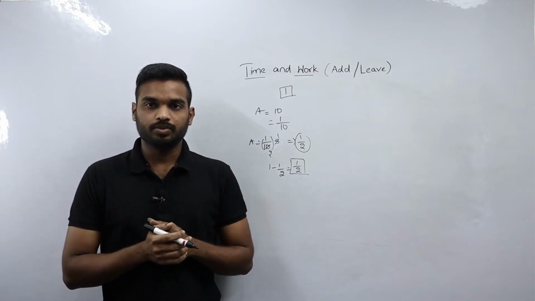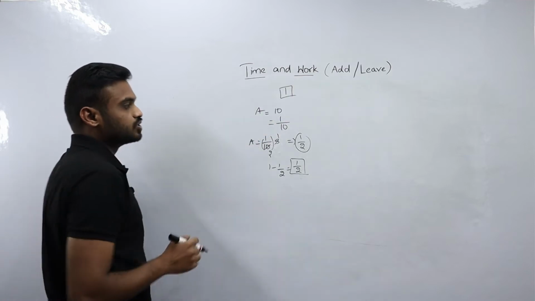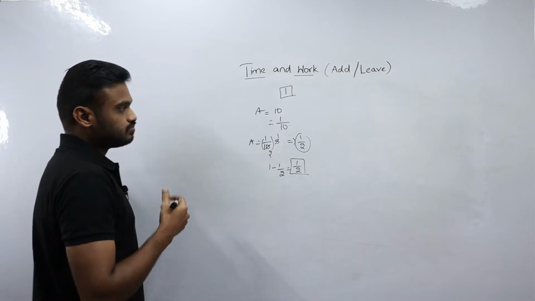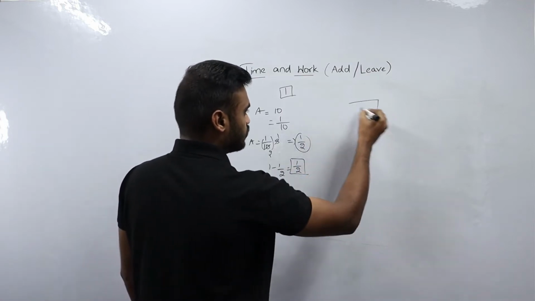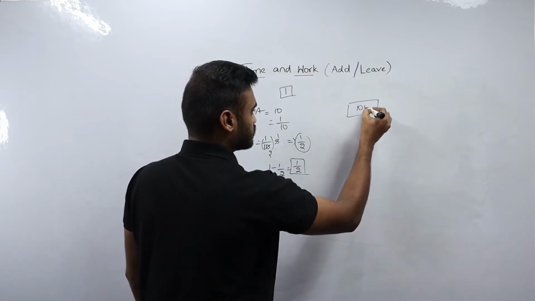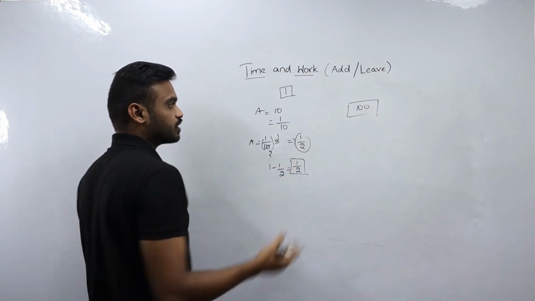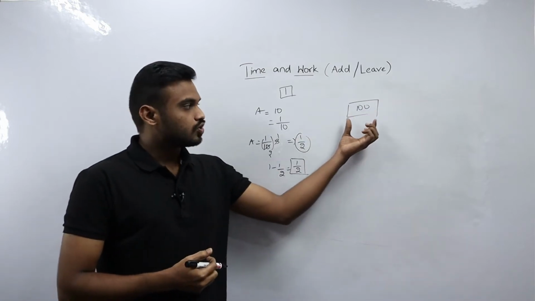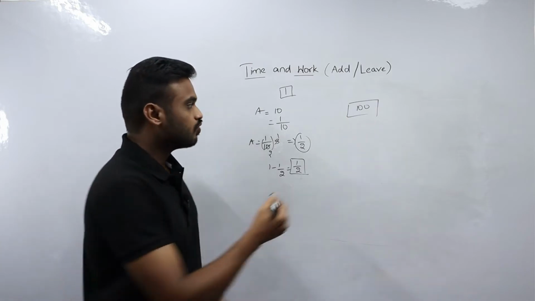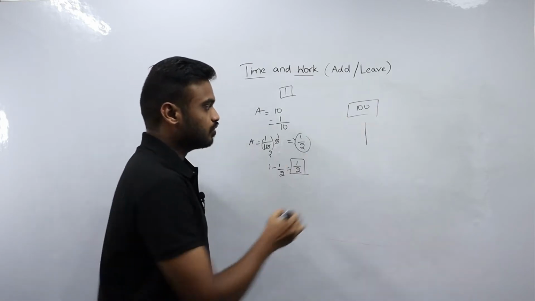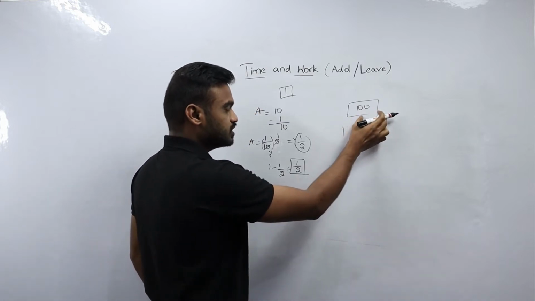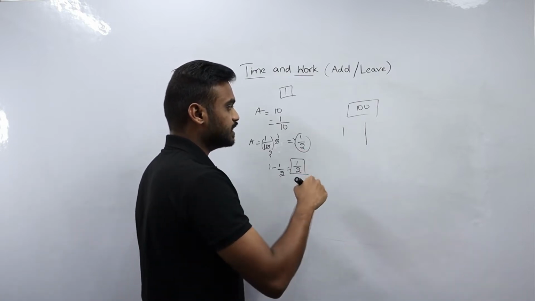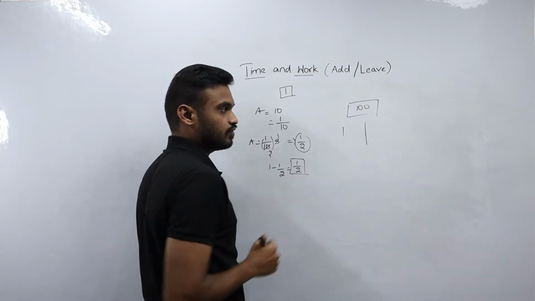And the other thing you need to remember is that in this kind of problems you always need to find the total amount of work that is to be done. Suppose I find the total amount of work to be done, let us assume 100 units of work. If I find out the total amount of work to be done, then if I find out the amount of work that is completed, I can find out the amount of work that is left over.